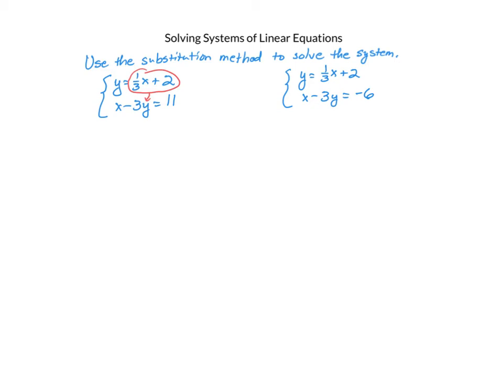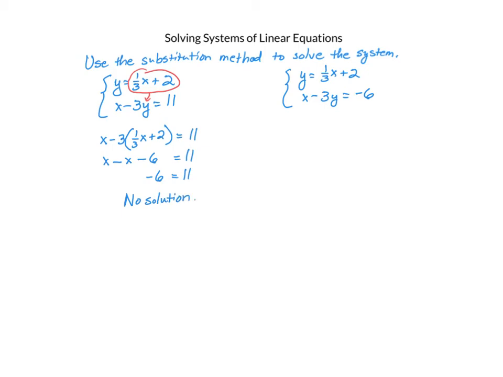So here we go. We have x minus 3 times (1/3 x plus 2) equals 11. So I substituted the expression that equals y from the first equation into our second equation. Let's distribute our -3. So we have x minus x minus 6 equals 11. Well, when we subtract x minus x, we get -6 equals 11. And we know that is never true. That means there is no solution to this particular system.